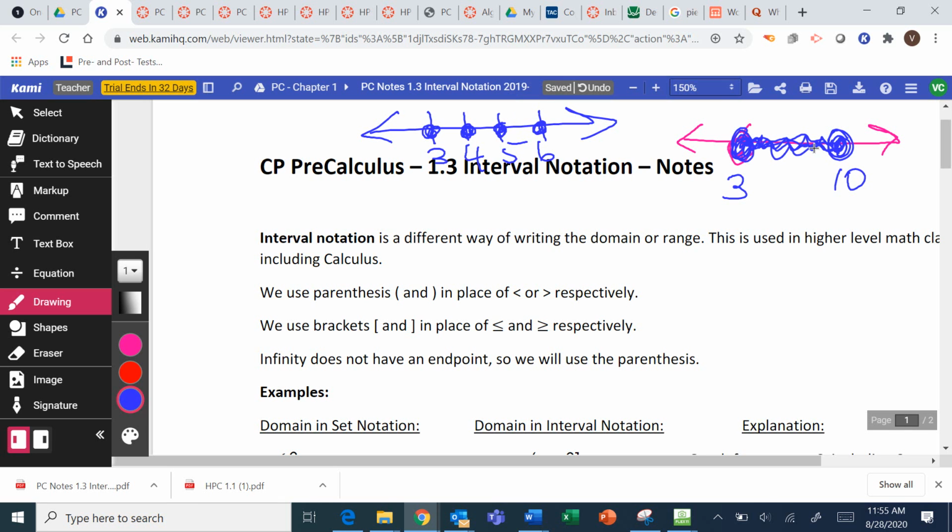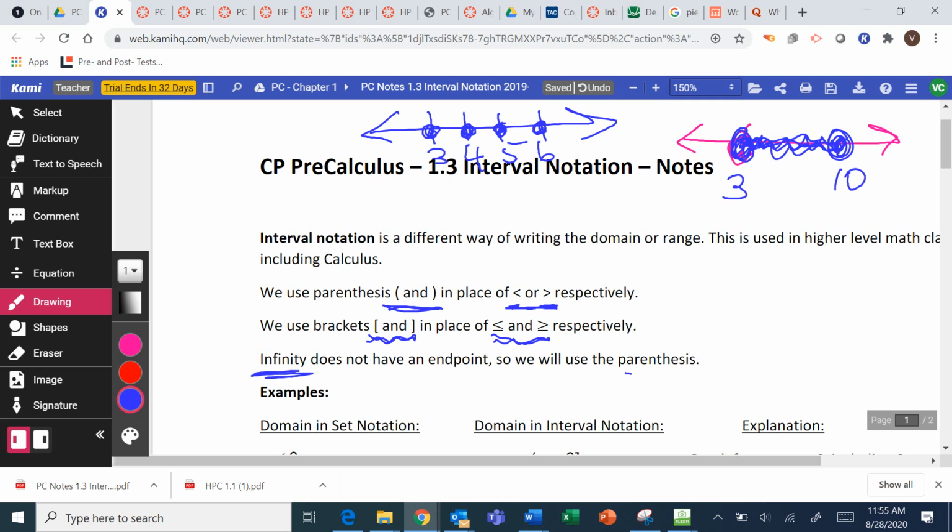We will use parentheses instead of things like less than or greater than. And we will use brackets if we mean less than or equal to or greater than or equal to. So the brackets would include the value, parentheses would not include that value. Infinity does not have an endpoint. Infinity goes on forever and ever and ever. So you can't actually identify infinity.